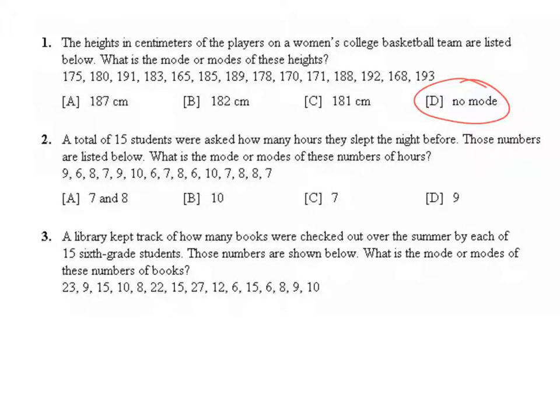We could have put all of these pieces of data in order from least to greatest, but because I had such a long list, I found it easier to just scan through the list in an orderly fashion like I just did. Question 2 says a total of 15 students were asked how many hours they slept the night before. Those numbers are listed below. What is the mode or modes of these number of hours?